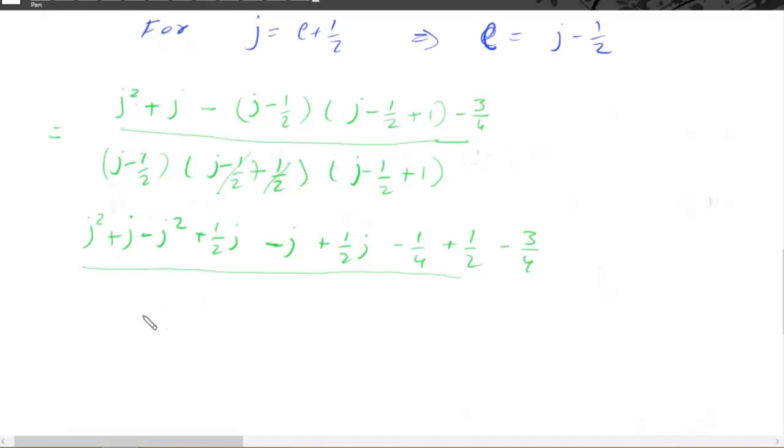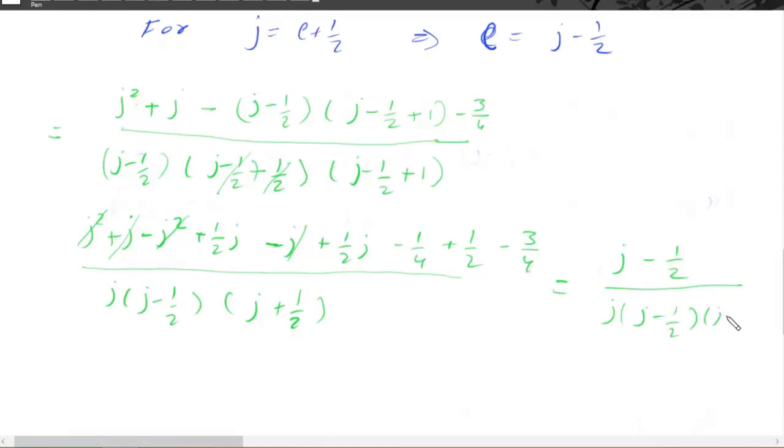And now we simplify this: j into j minus 1 over half and j plus 1 over half. We simplify this term and this term, then this is cancelled, this term is cancelled, and only these two remain. Then this becomes j, and this is equal to minus 1 over half. We can simplify this: minus 1 over half divided by this term, j into j minus 1 over half and j plus 1 over half.